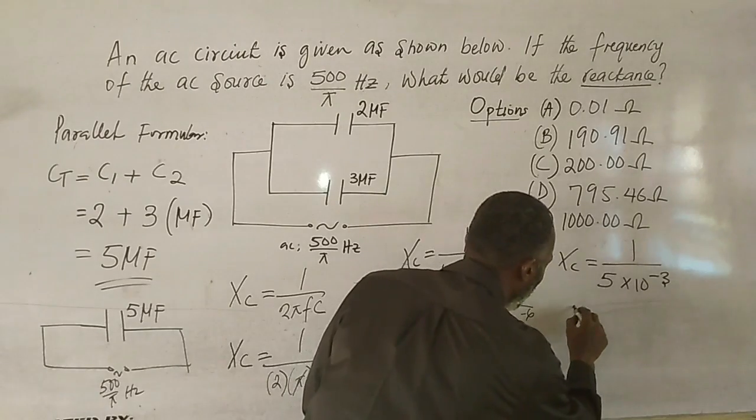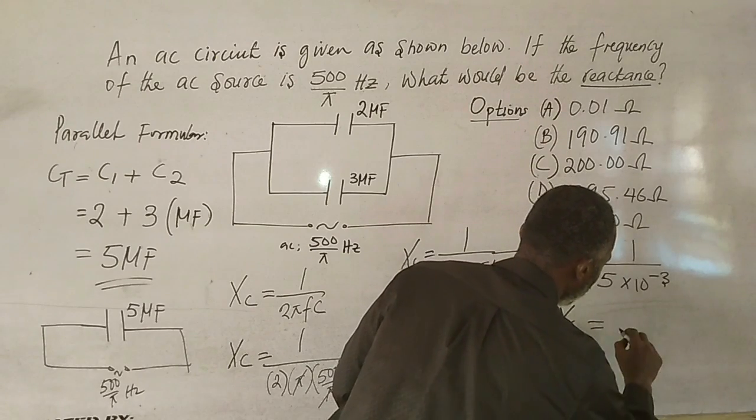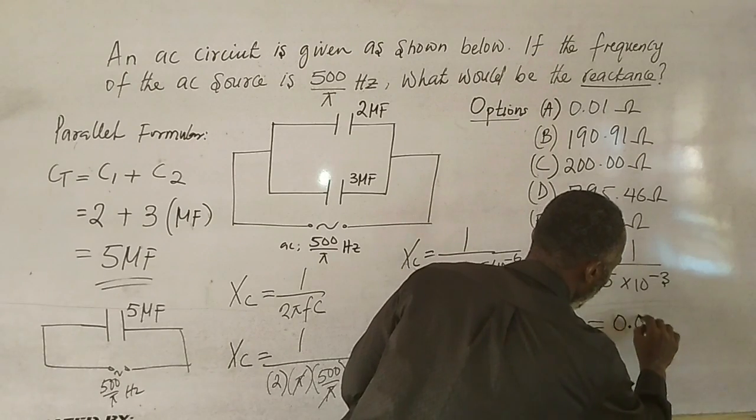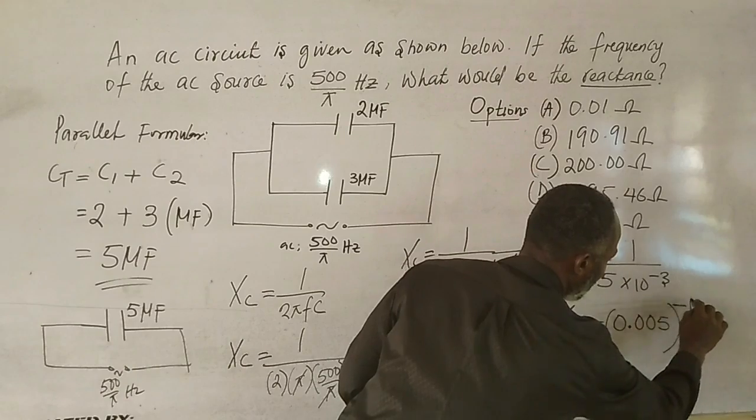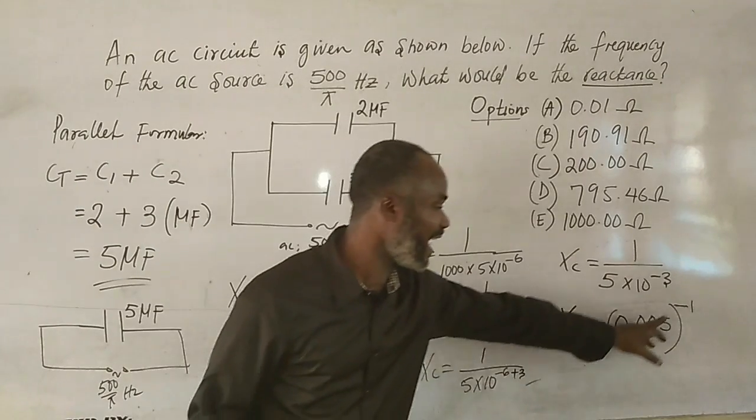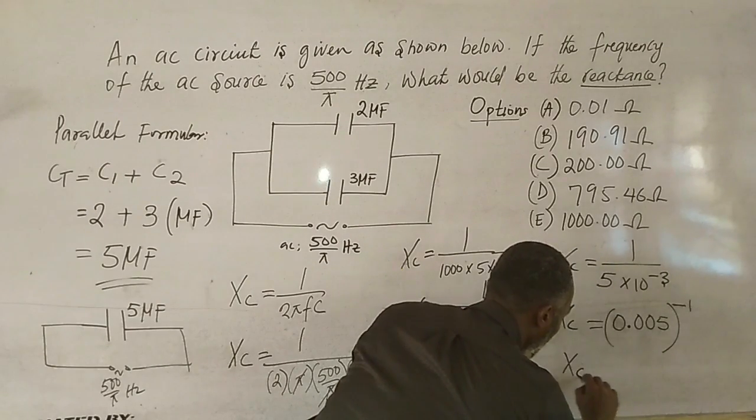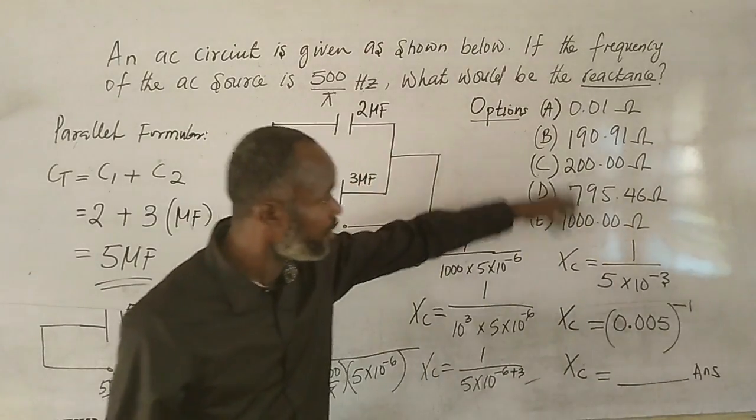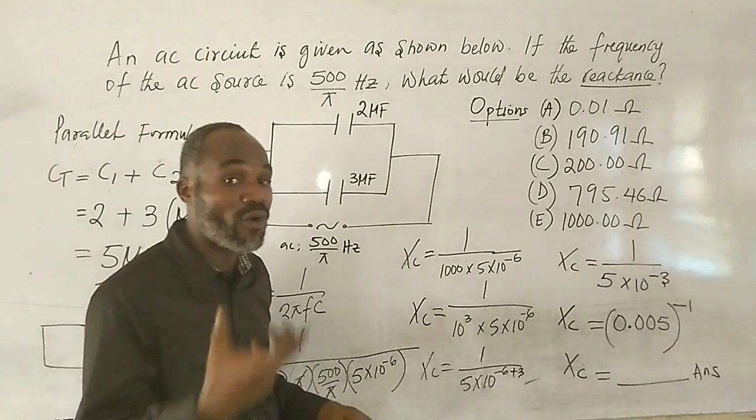Finally, capacitive reactance is also given as 0.005 to the power minus 1. This is becoming very interesting. By the time we find the inverse, I will leave that for you. I want you to finish it up. Capacitive reactance is equal to that, and whatever you have should be the answer. It must appear here. I already know the answer, but I want you to either prove me right or wrong.